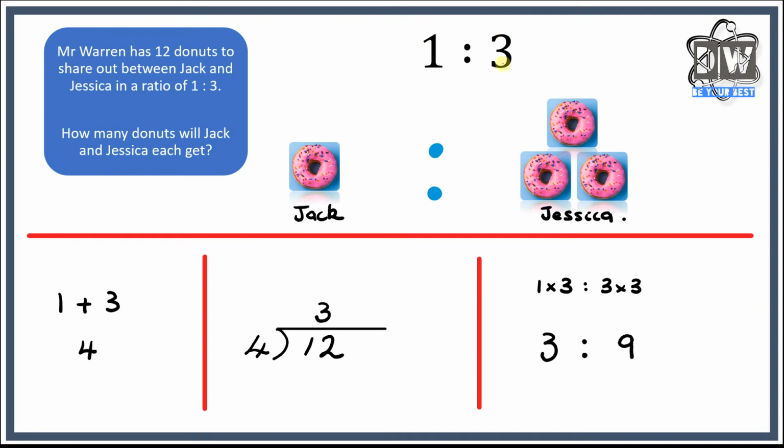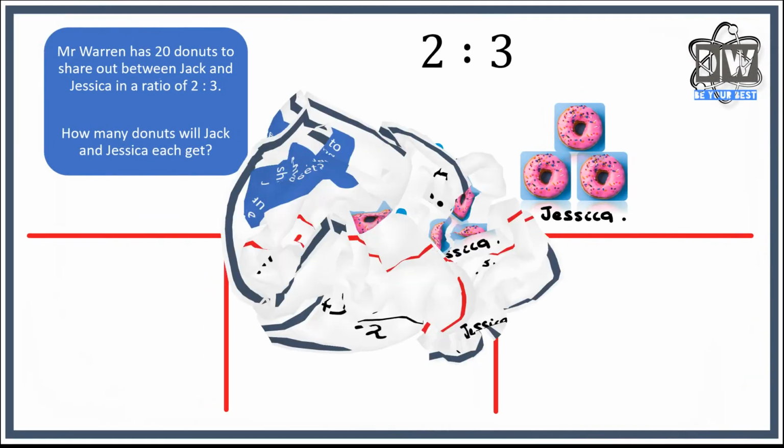1's worth 3, so 3 times 3 is 9. All right, everyone. So Jack gets 3, Jessica gets 9. Happy days. They're both very, very happy.